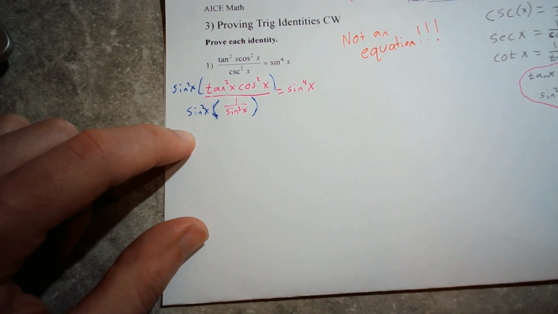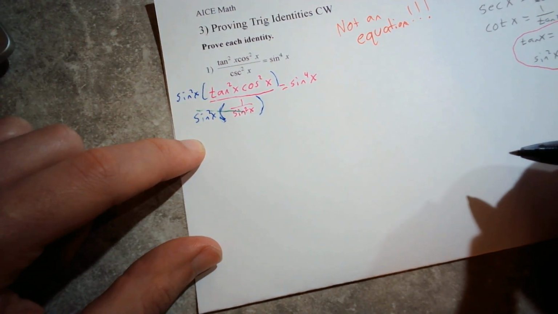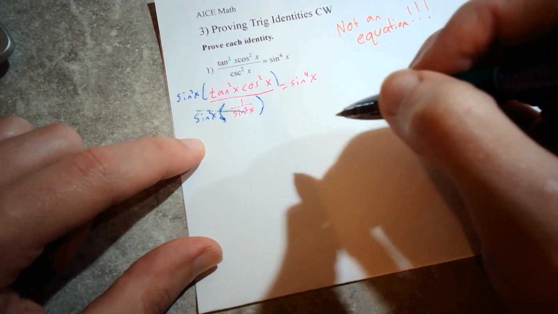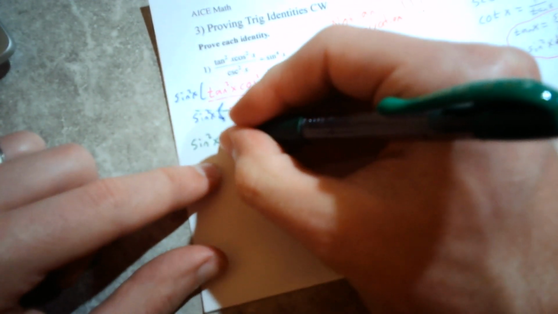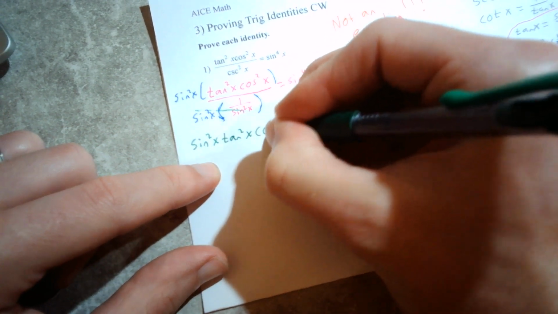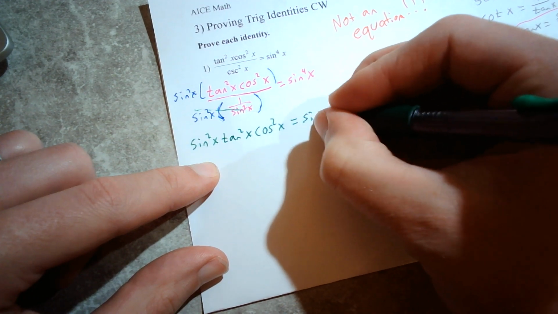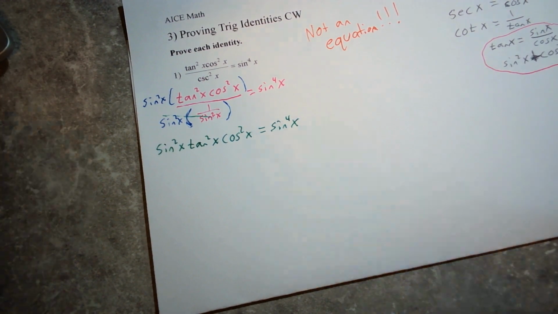What does that do? Well, these cancel out. Okay, so now I just have a 1 on the bottom, so I'm not even going to bother with a fraction anymore. And I'm just going to list out my terms. I have sine squared x, I have a tangent squared x, I have a cosine squared x, and then over here I still have sine to the 4th x.